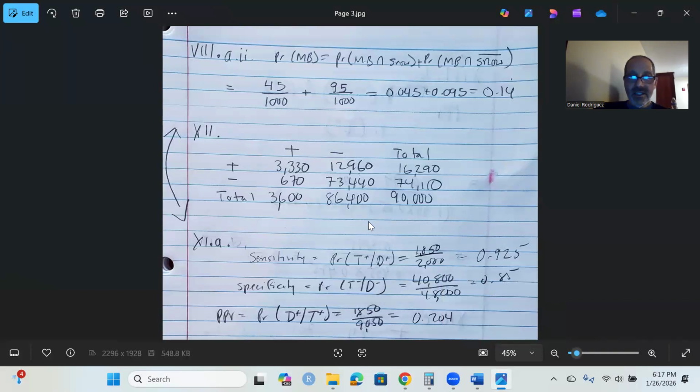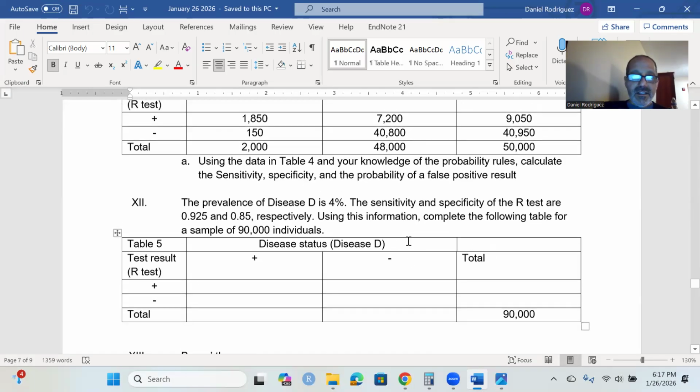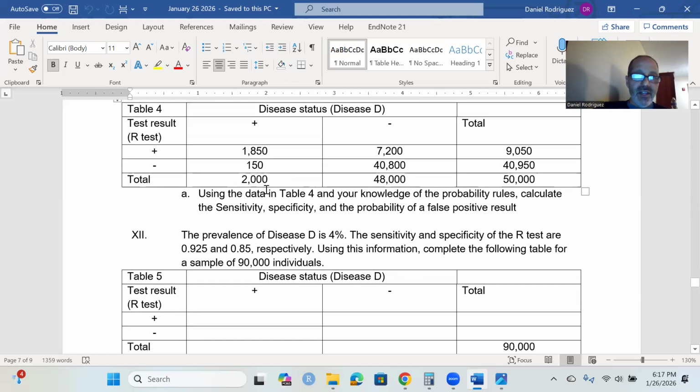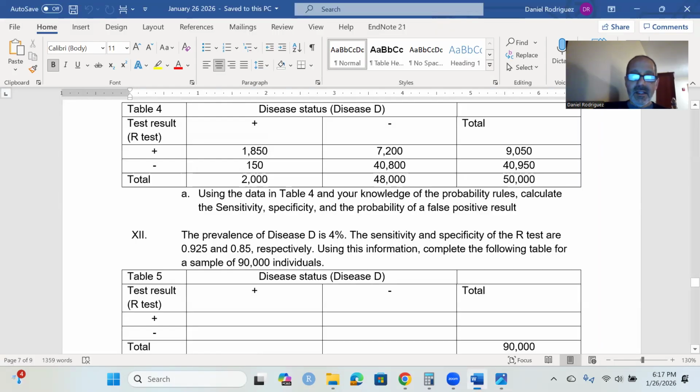Right, so sensitivity. Let's see. Sensitivity would be 1850 out of 2000. Specificity would be 40,800 over 48,000. So that's what I did here, right? And then what else did I ask for? I said false positive probability.